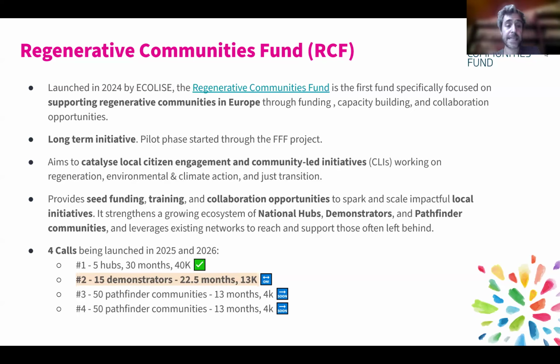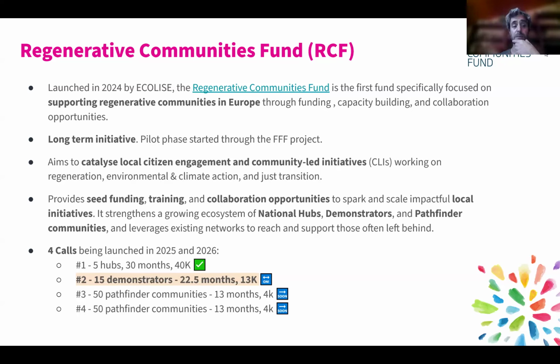It's a long-term initiative, and right now we are in the pilot phase. The hubs joined very recently. They joined in May, and this was the first call. And in this pilot phase, we were able to fund 5 hubs, and we're working in 5 countries. But the aim is to work in more countries in the near future, and we are fundraising for that.